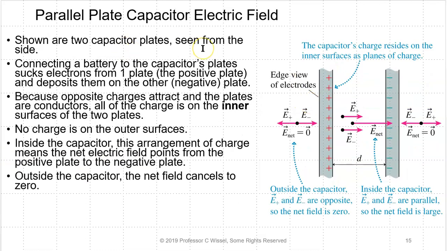Now shown are two capacitor plates seen from the edge. Connecting a battery to the capacitor's plates sucks electrons from one plate, the positive plate, and deposits them on the other, which is the negative plate. Because opposite charges attract and the plates are conductors, all the charge winds up on the inner faces of the two plates, the surfaces that face each other. No charge is on the outer surfaces. Inside the capacitor, this arrangement of charge means the net electric field points from the positive plate to the negative one. Outside of the capacitor, the net field cancels to zero, and it's assumed uniform between the plates.